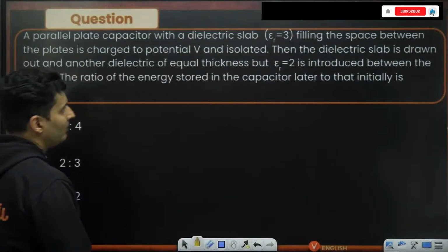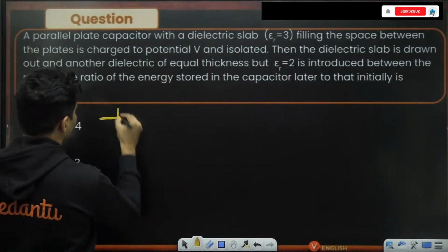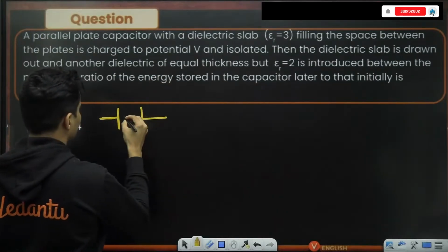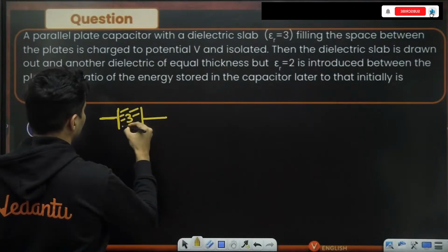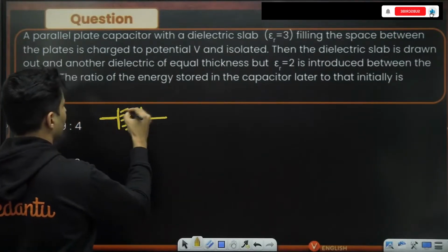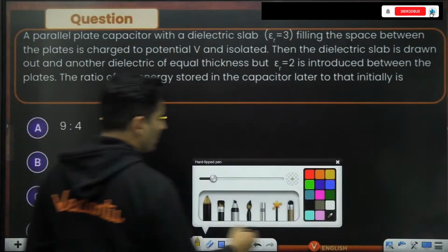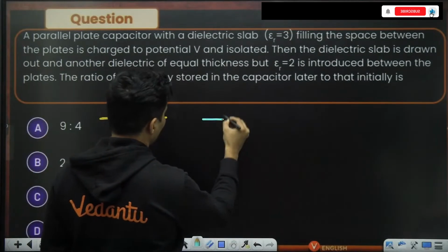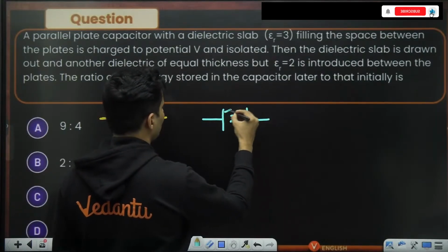See, we have a parallel plate capacitor and some medium is filling it. So let's say this is what it is. The dielectric constant is 3. Now you remove that particular medium, and now you fill it with another medium whose dielectric constant is 2.